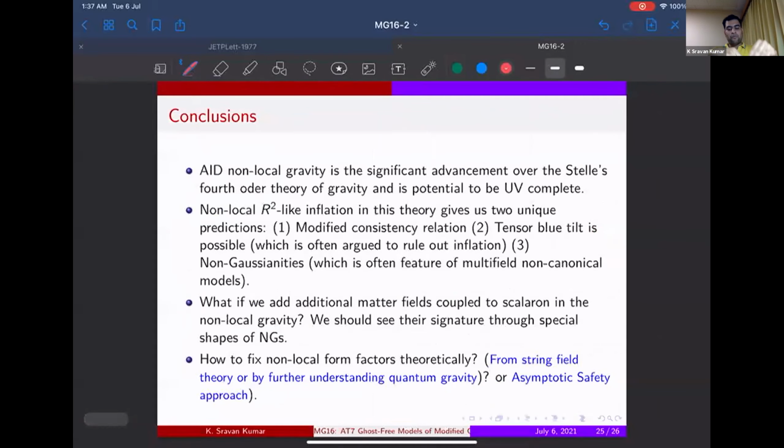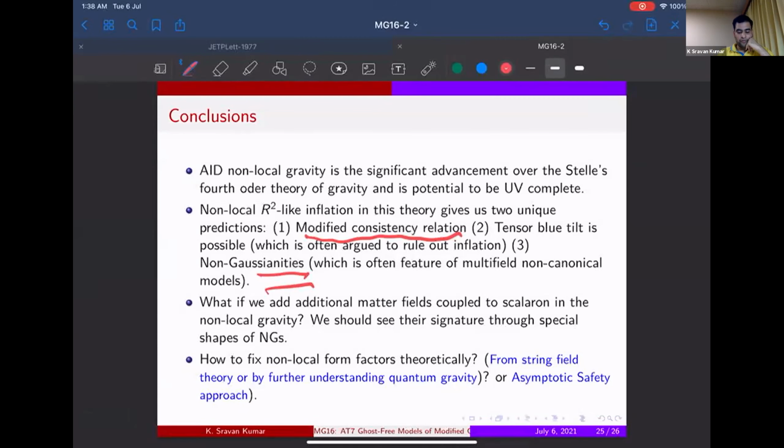Okay, so now let me summarize. We have a non-local modification of R square theory, which is a very good improvement over Starobinsky gravity. Now this action has very good properties related to quantum gravity, and one important feature of this model is non-locality, and this non-locality can be tested by two key observables, which are the modified tensor consistency relation and also non-Gaussianities.